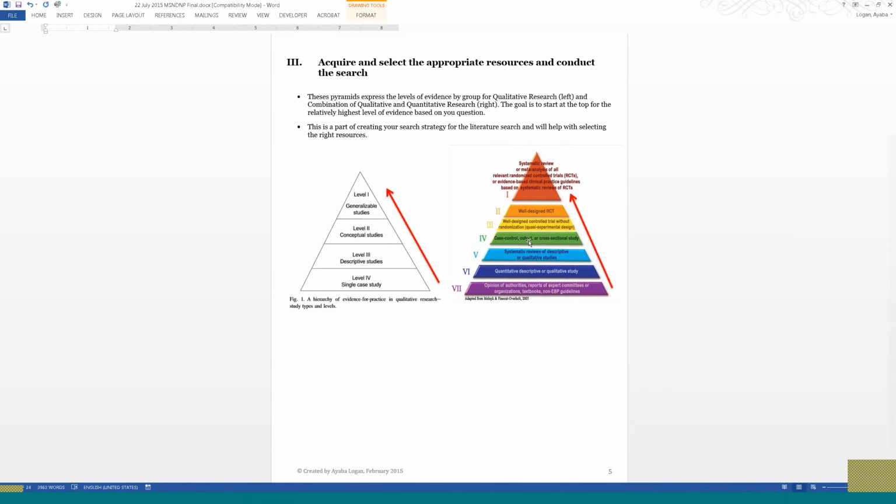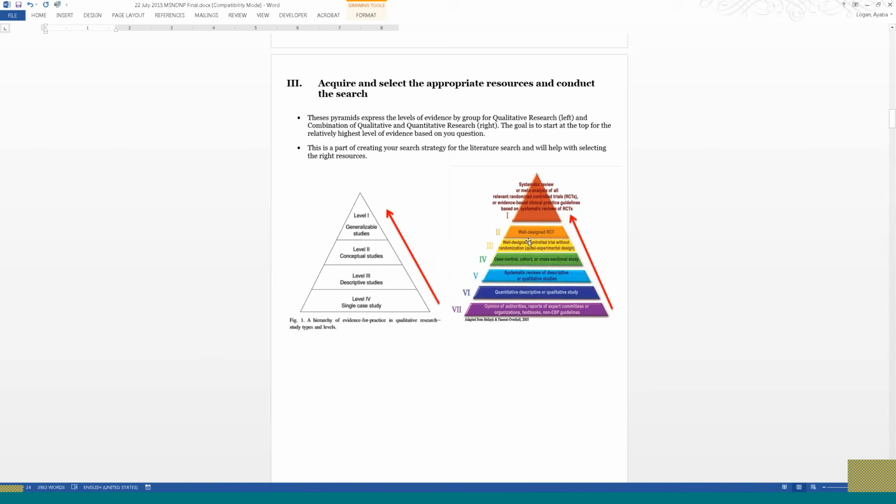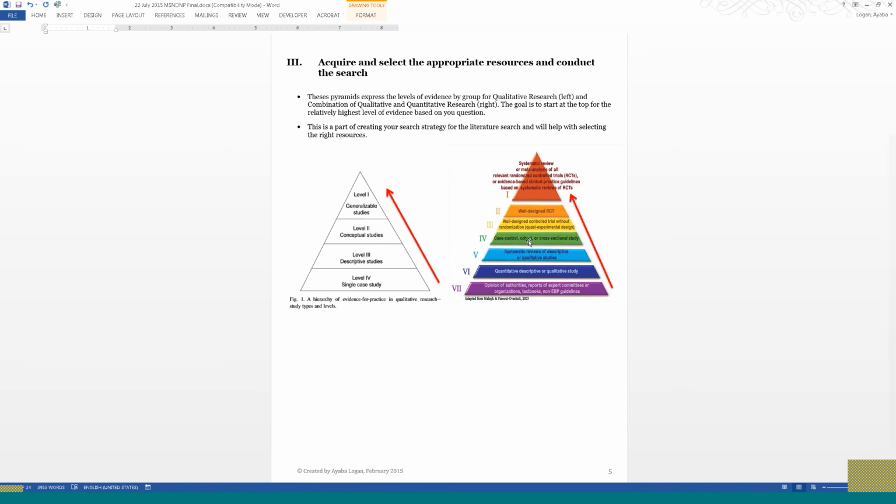And again, this is what we're saying when we say the levels of evidence. And it's not a matter of qualitative versus quantitative. Both levels of evidence help answer the question. So I hope this video helps to clear up some confusion and helps you understand your levels of evidence based on your question, whether it's a clinical question, a quality improvement question, or a research question.